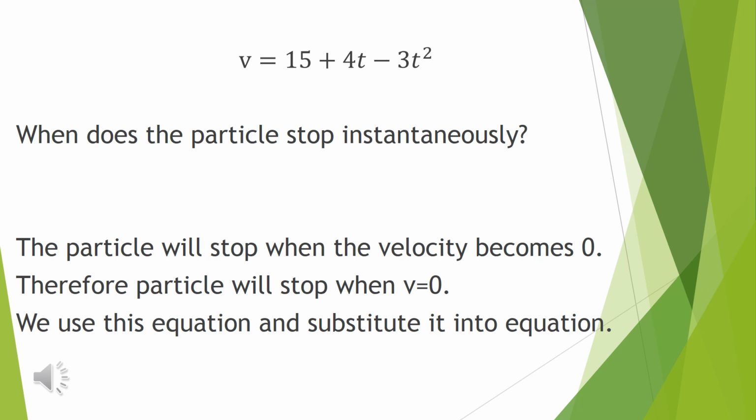Based on the question above, we can conclude some important points. The first point is the equation given. The velocity equation equals 15 plus 40t minus 3t squared. And the question is asking, when does the particle stop instantaneously? From the topic of velocity, we know that the particle will stop when the velocity becomes 0. Therefore, the particle will stop when v equals 0. Therefore, we use the equation and substitute it into the equation.